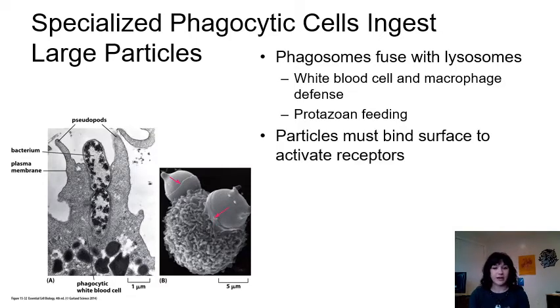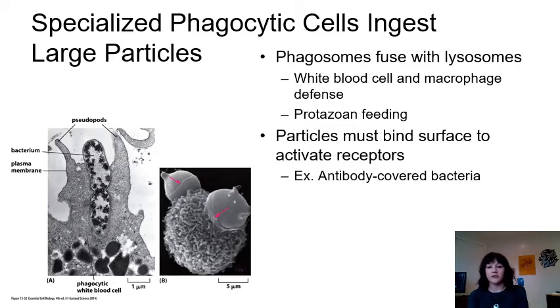Now, a little bit more about how this works. There has to be some type of signal for that cell to extend these pseudopods. Something has to tell them that this is food, right? And so what the cell has is receptors on the surface, and if those receptors bind to the correct targets, it will induce the creation of these pseudopods and engulfing of that particle. And so these receptors are very particular, right? The cell shouldn't eat anything and everything that it comes into contact with.